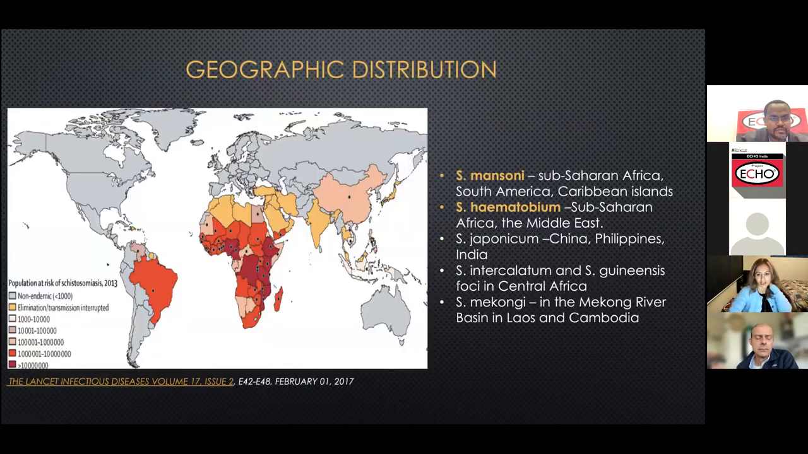So Schistosoma mansoni and haematobium are the two most common forms of schistosomiasis in Africa. Schistosoma mansoni occurs in Sub-Saharan Africa, but also in South America and the Caribbean islands, whereas haematobium is also found in Africa, but also in the Middle East. The other forms of schistosomiasis I won't be talking about too much today.